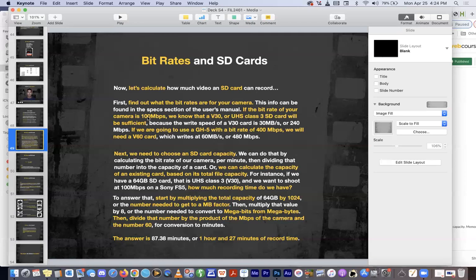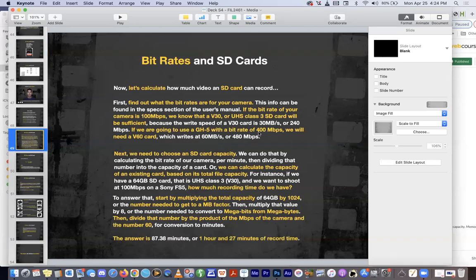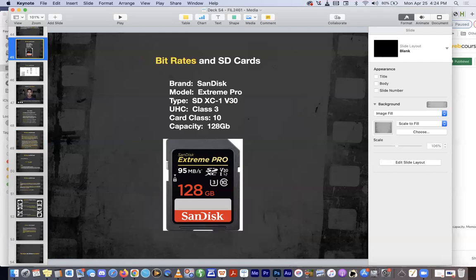Okay. But I switch cameras in the middle of this and I talk about going to a GH5 from a Sony FS5. Well, the GH5 has a different bit rate. It has a 400 megabits per second bit rate in 4K. So this V30 card, V30 times 8, 240 megabits per second, is not sufficient if you're going to put it in a Panasonic GH5 and try to record 4K resolution, because the bit rate of the camera jumps to 400. So if you're going to use this card in a Panasonic GH5, you would have to go to 2K mode or 1080 mode, 24p, in order for the camera's bit rate to slow down to something that can be accommodated by this piece of media.